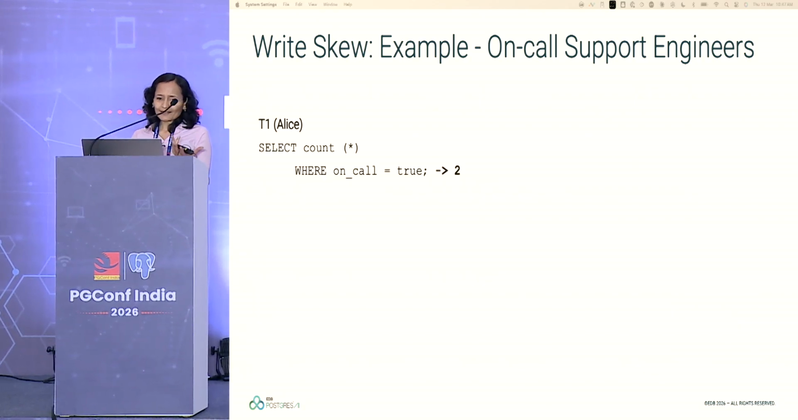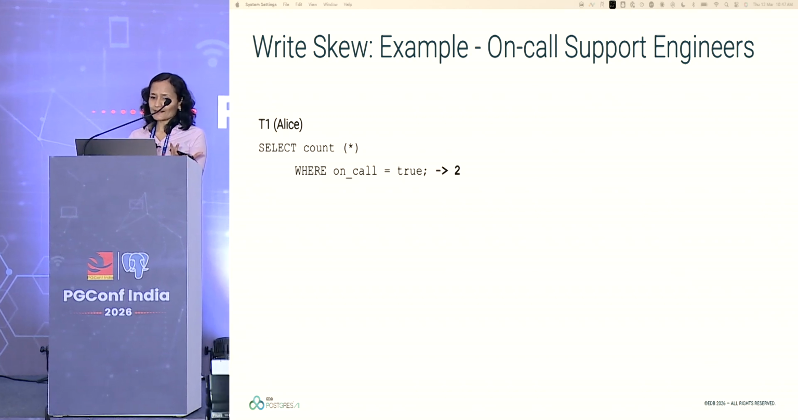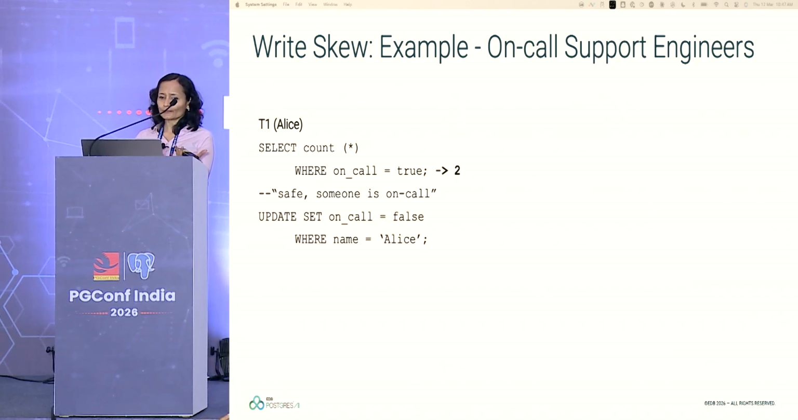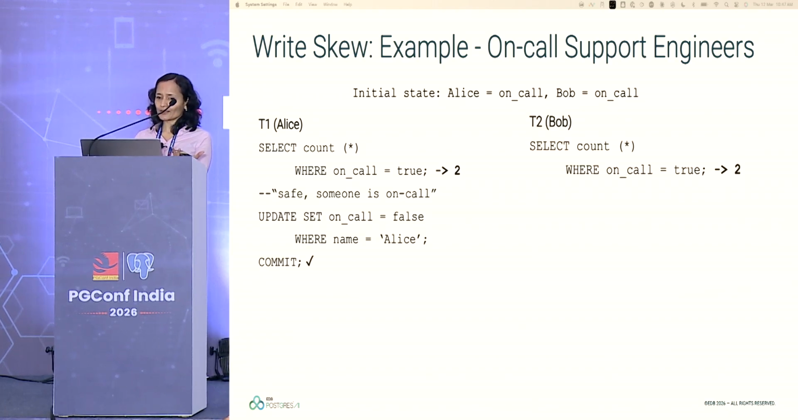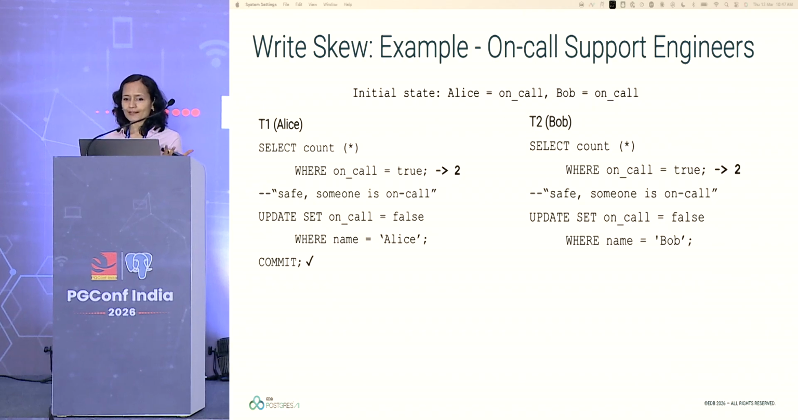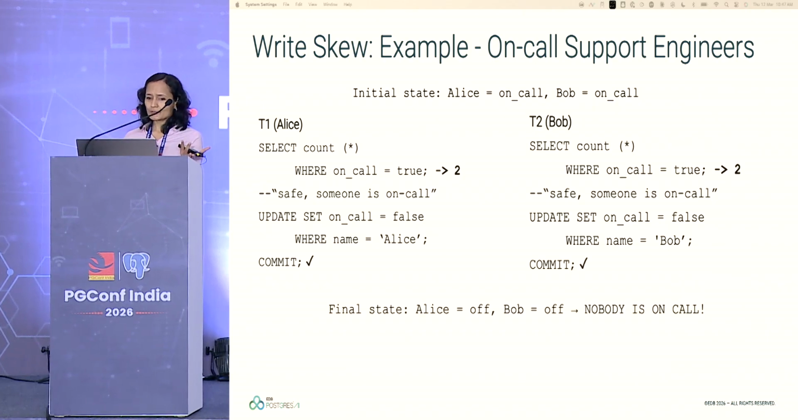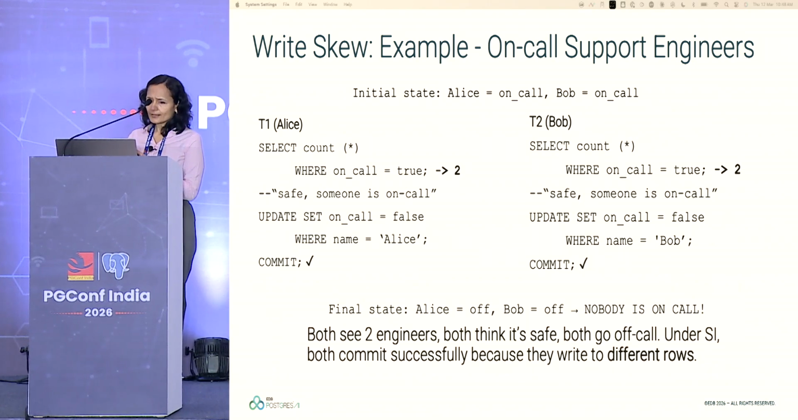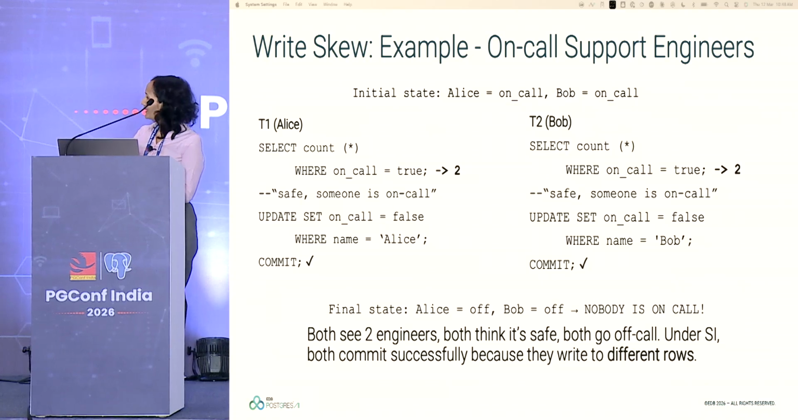So basically, we have transaction T1 where Alice is checking if somebody is on call, and yes, someone is on call, at least her and someone else is on call. So she sets herself off call and commits, and it succeeds. Concurrently, Bob is also checking if someone is on call, and yes, he sees Alice on call, and he updates and sets himself as off call. And both these transactions commit, and no one is on call. So this is the classic write skew. Both think it's safe to go off call, and under snapshot isolation, both these transactions would commit.